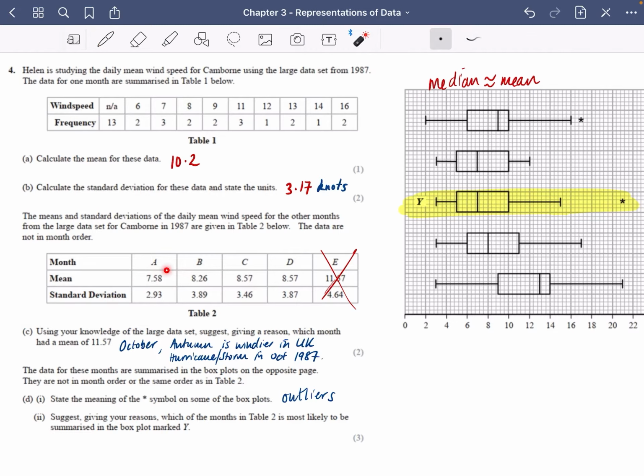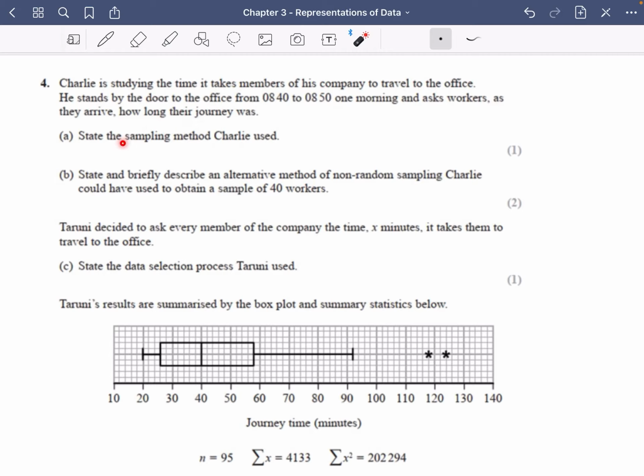Okay, we're just going to do two more. So this one, we're now talking about Charlie, who is studying the time it takes members of his company to travel to the office. He stands by the door to the office from 8:40 to 8:50 one morning and asks workers as they arrive how long their journey was. State the sampling method that Charlie used. So hopefully you've memorized this, but this is just opportunity or convenience sampling. He's just doing it as they arrive.